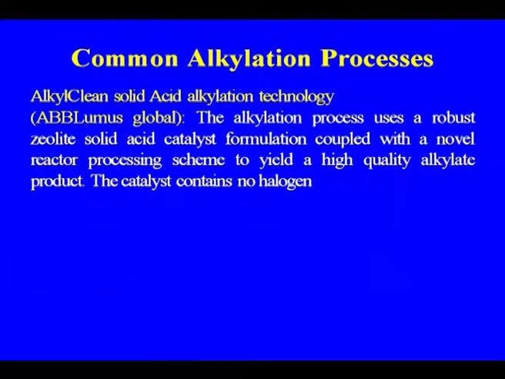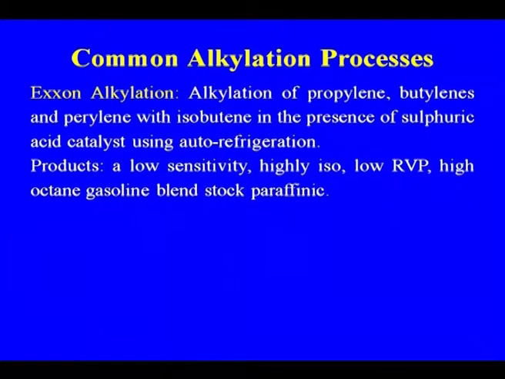In the ABB Lummus Global alkylation process, a robust zeolite solid acid catalyst formulation is coupled with a novel reactor processing scheme to yield a high quality alkylate product. The catalyst contains no halogen. Then the Exxon alkylation process is the alkylation of propylene, butenes and pentenes with isobutane in the presence of sulfuric acid catalyst using auto refrigeration, producing a low sensitivity, highly iso, low RVP, high octane gasoline blend stock.